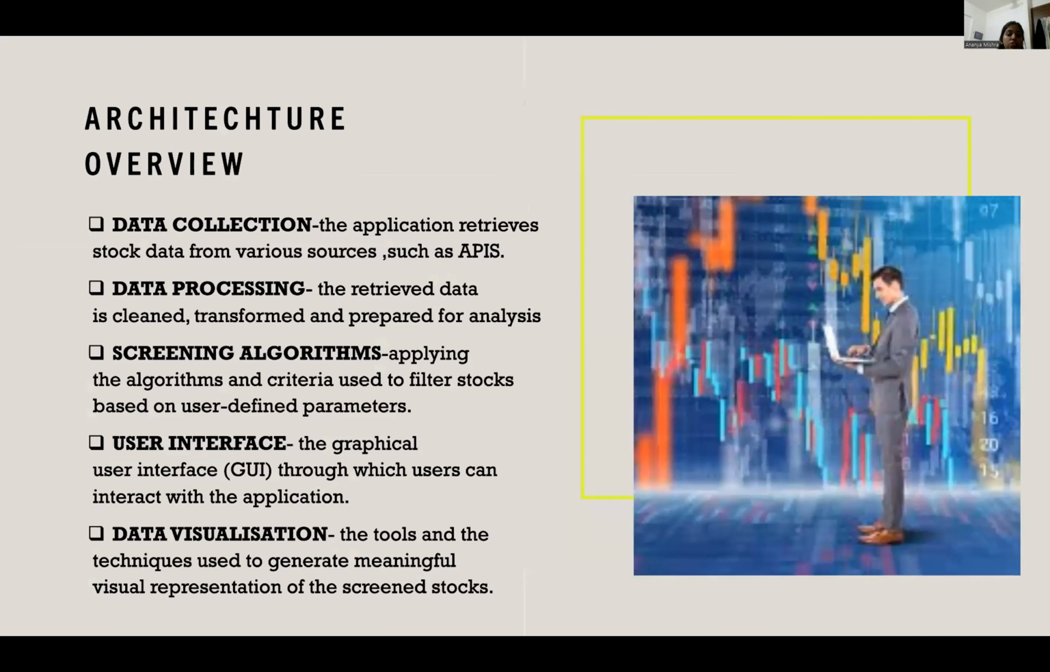Now, the architecture overview of the stock screener. I have divided it into 5 basic topics. The first is data collection. In this, the application retrieves stock data from various sources such as APIs. Now, data processing. The retrieved data is cleaned here, transformed, and prepared for analysis. Now, screening algorithms. In this step, applying the algorithms and criteria used to filter stocks based on user-defined parameters.